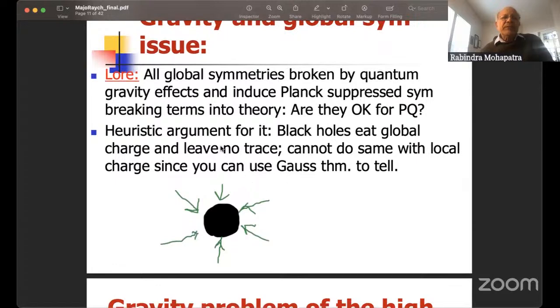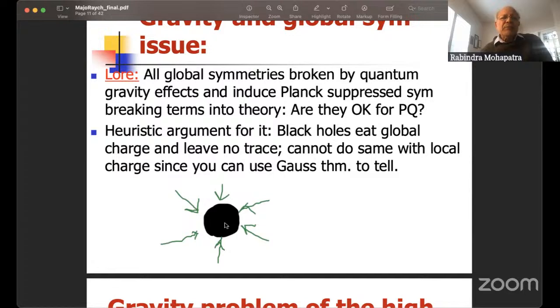And of course, there's a heuristic argument for why quantum gravity should break the global symmetry, which is that suppose you take a black hole, which is right here, and if you throw in a baryon, which is a global symmetry charge, then it goes and disappears, and then you have one less baryon in the universe. So that means the black hole somehow eats the global charge and leaves no trace of it. So there must be some symmetry breaking effect of this phenomenon in the standard model. And those must be Planck suppressed because this is coming from the gravity effects, okay?